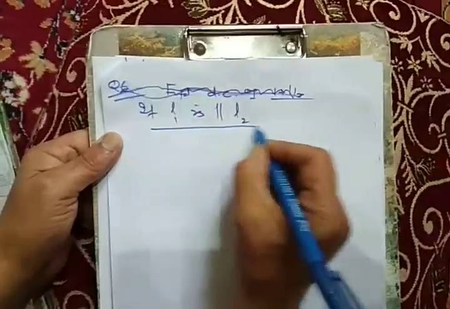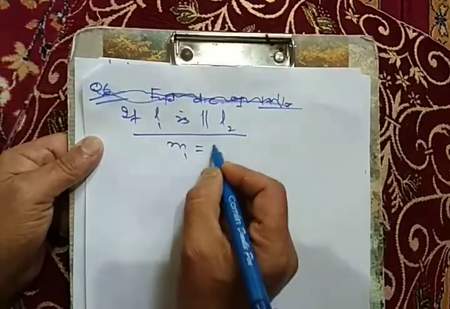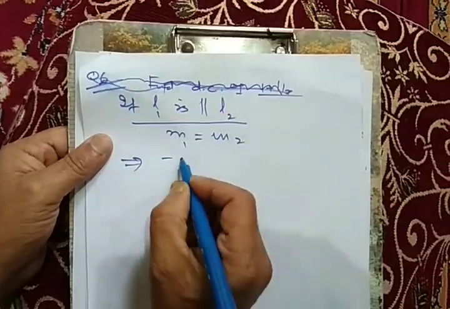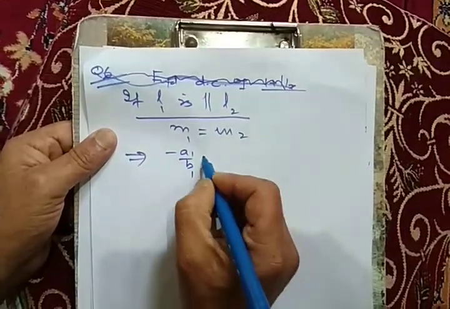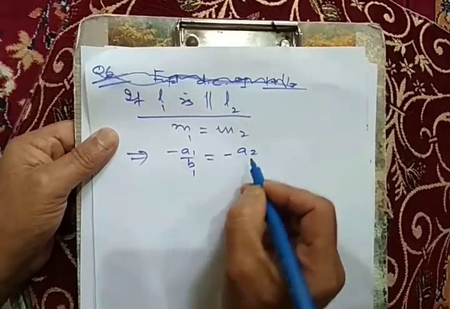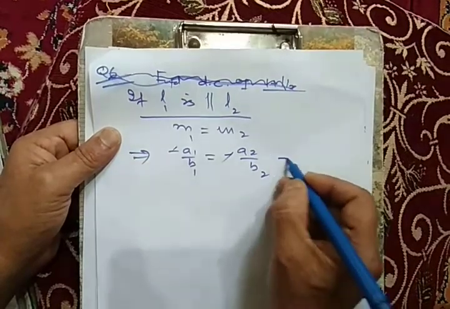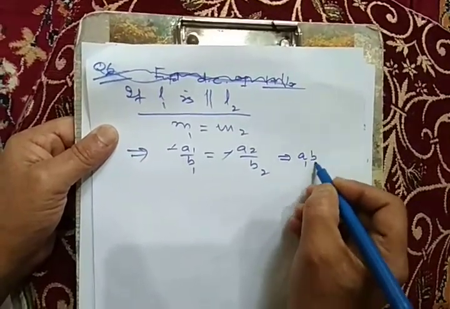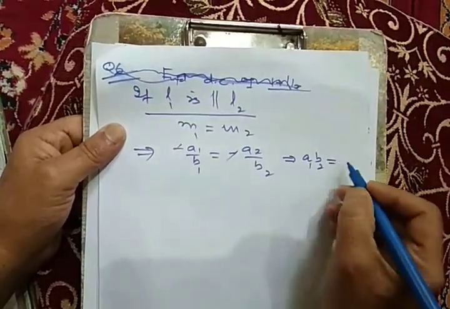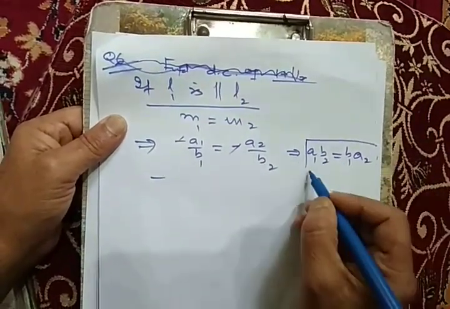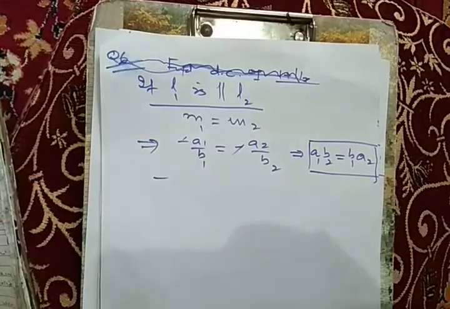So what is the condition there? That is m1 must be equal to m2. In this case, the slope of line L1, minus times a1 by b1, will be equal to minus times a2 by b2. So minus minus cancels. So this gives us a1 b2 is equal to b1 a2, which is the second condition for the lines to be parallel.